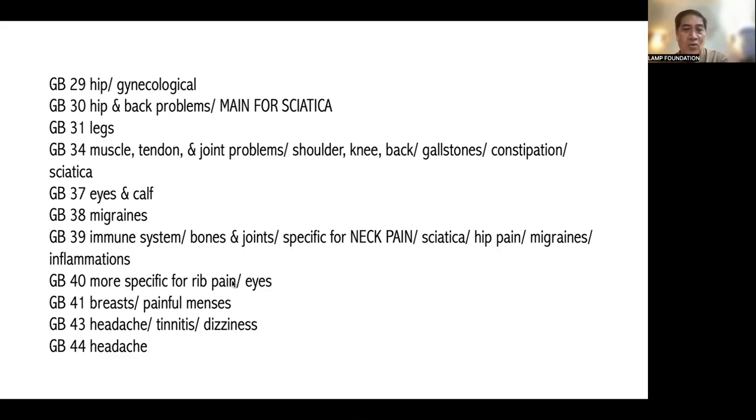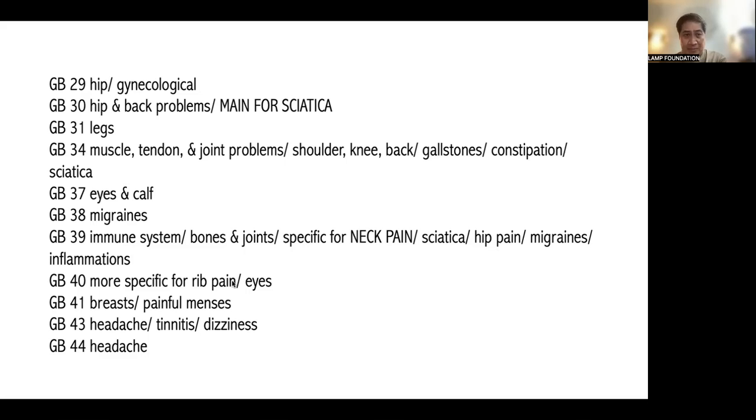Or what you want is to maximize. You have to consider all the other problems so that one point hits all. If there's neck pain and also sciatica, then you might want to use GB39. And also you might want to strengthen the immune system. Migraines, inflammations. Gallbladder 40 is very specific for rib pain and also the eyes.